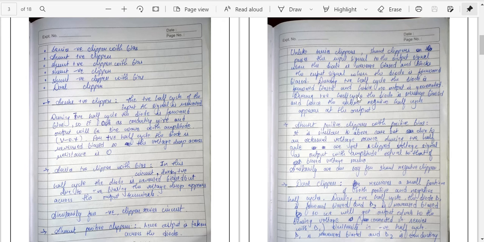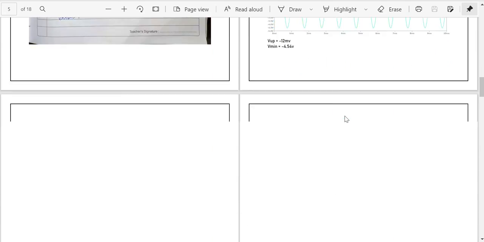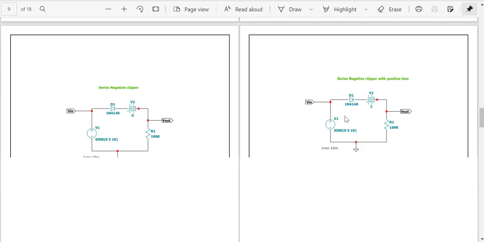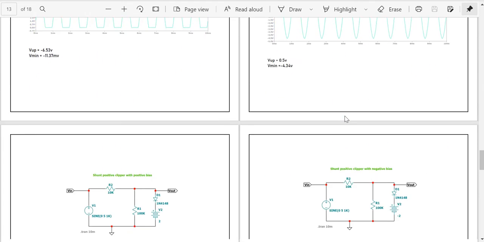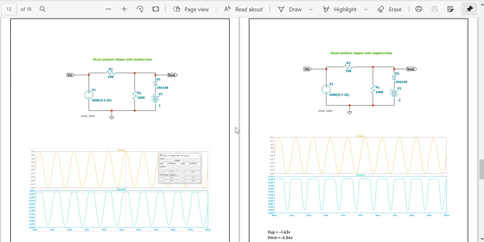Okay, then during the positive half cycle, the diode is forward biased, and hence no output is generated. During the negative half cycle, the diode is reverse biased, and hence the entire negative half cycle appears. So basically, in shunt clippers, we will get an output when the diode is in reverse bias condition.